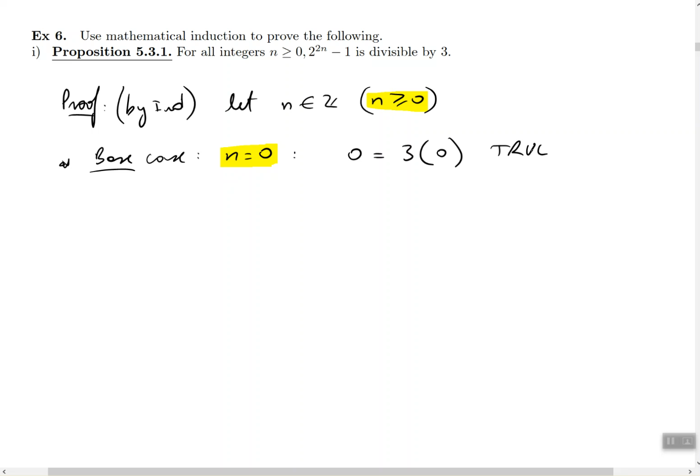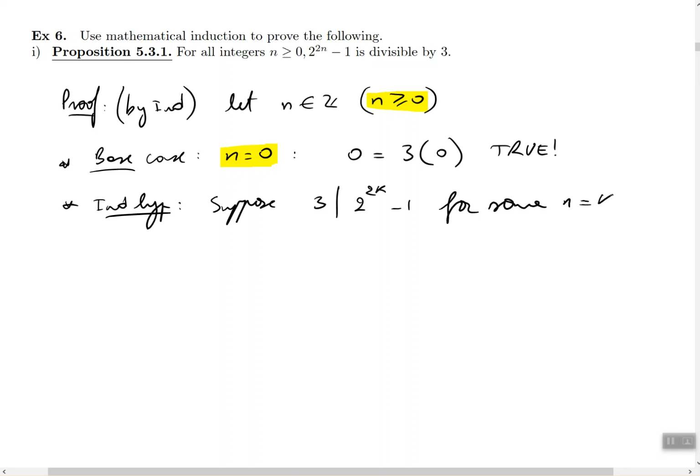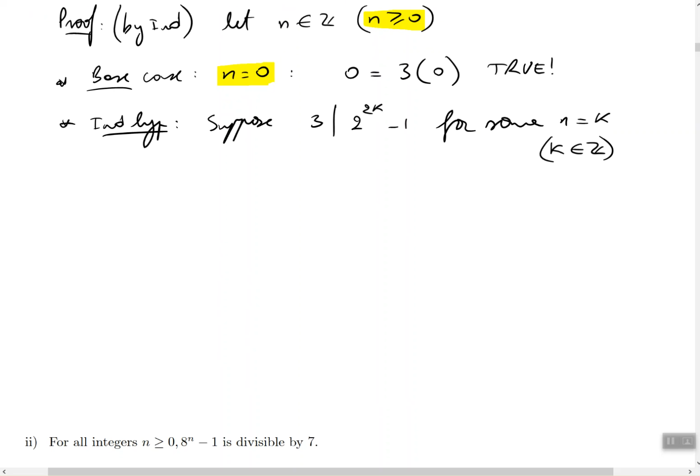So it holds. So that means we should continue on to the next step, which is the inductive hypothesis. So in the inductive hypothesis, we're going to say, suppose that 3 divides 2 to the power of 2k minus 1 for some random integer called k. So k is now an integer, and we want to show, let's use a different color for this, we want to show that the next integer, so k plus 1 basically, will be divisible by 3.